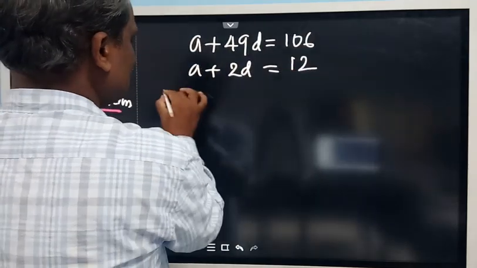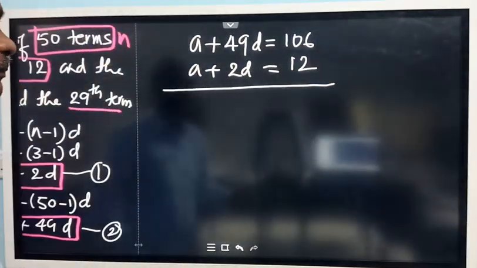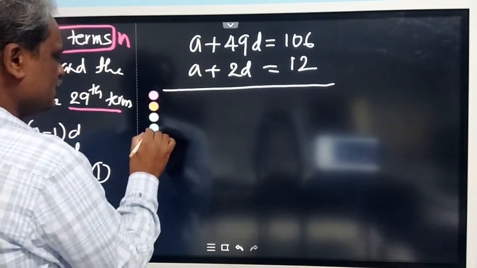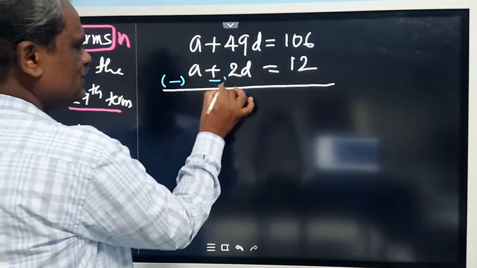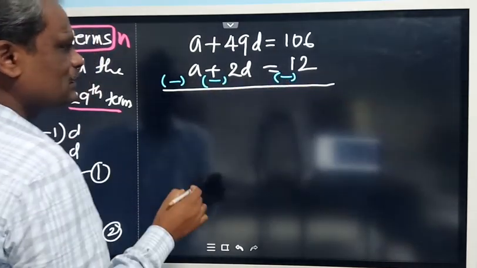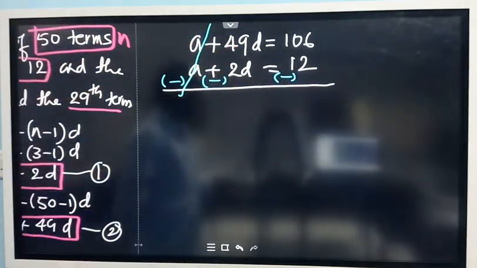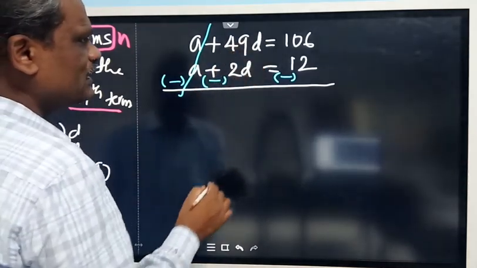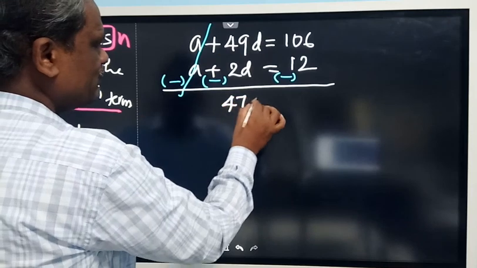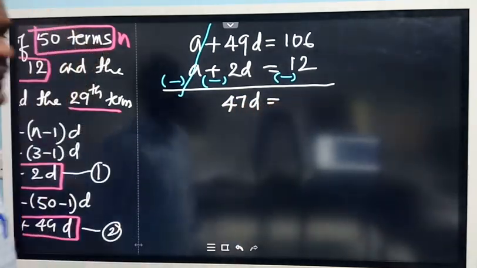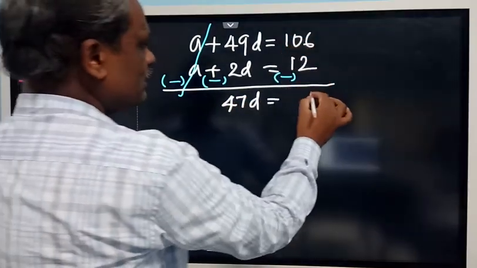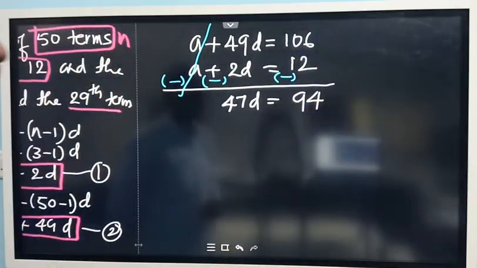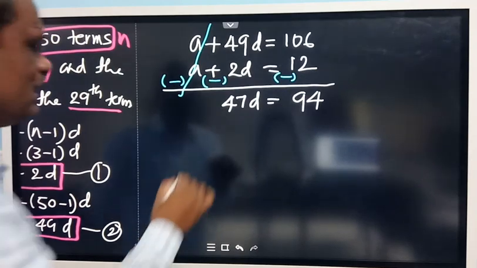Let us solve this simultaneous equation by the elimination method. Subtract here, the signs change. Plus A and minus A cancel there. What will remain? Now 49 minus 2 is 47D, which is equal to 106 minus 12. 6 minus 2 is 4, 10 minus 1 is 9, so 94.